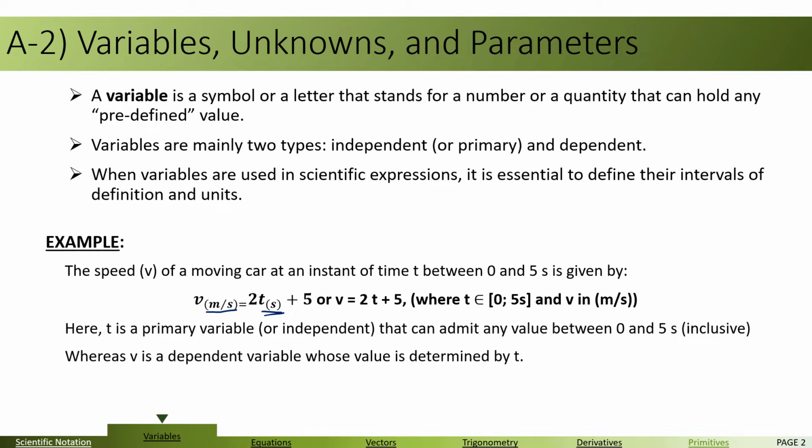t is the primary variable, as we mentioned. It can admit any value from 0 to 5 because it's defined like that. Whereas v is a dependent variable whose value depends and is determined by t.